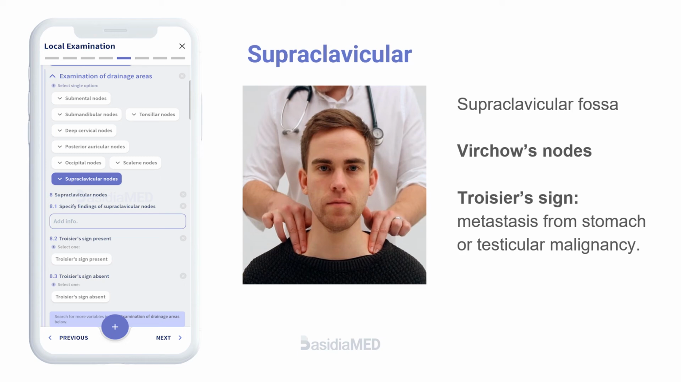Enlarged left supraclavicular nodes are called Virchow's nodes, also called Troisier's sign. It occurs due to metastasis from stomach or testicular malignancy. One should examine not only the arm, breast, and chest or bronchus, but also the abdomen, right down to the testis.